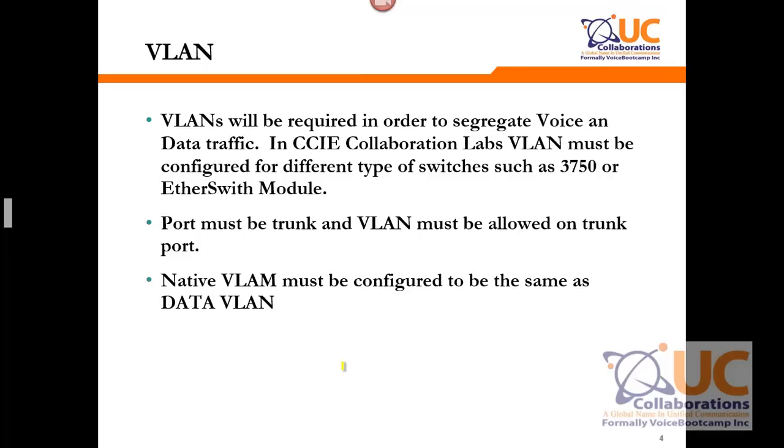In the CCIE collaboration lab, VLANs must be configured for different types of switches, such as the 3750 or the EtherSwitch module. You must trunk the port when needed, and VLANs must be allowed on the trunk port wherever needed. You must also configure the native VLAN properly, because the native VLAN may sometimes be misunderstood. By default, on all Cisco trunk ports, the native VLAN is 1.